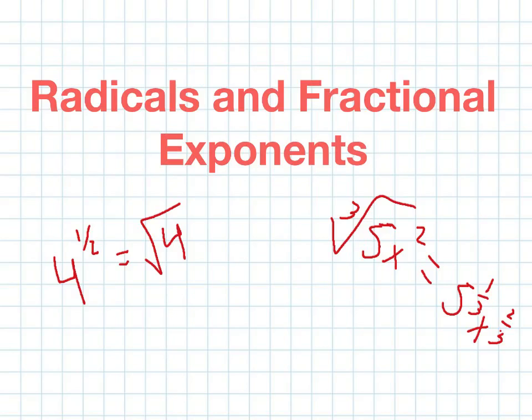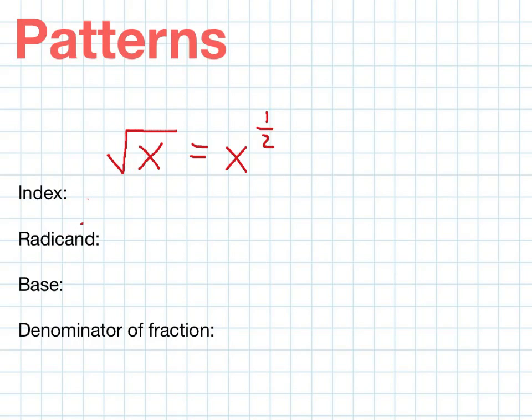Radicals and fractional exponents. We're going to look for some patterns here. So in this first question, what is the index? Well, remember we looked for the index right in here, and if there's not an index, then the index is a 2. What is the radicand? Remember that we find the radicand under the radical, so our radicand is x.